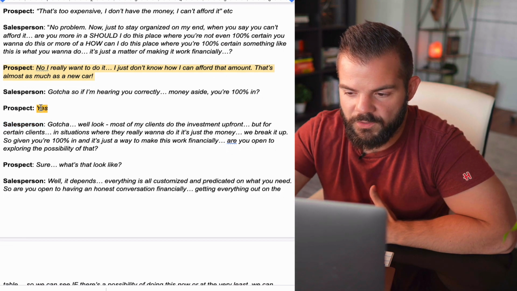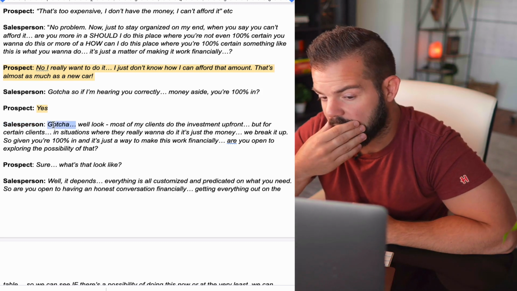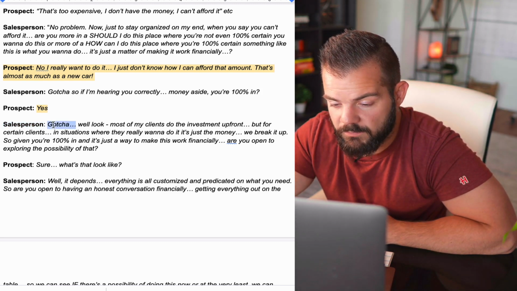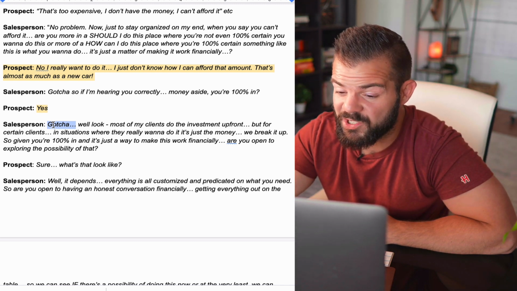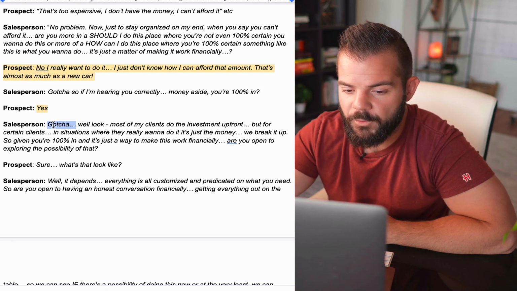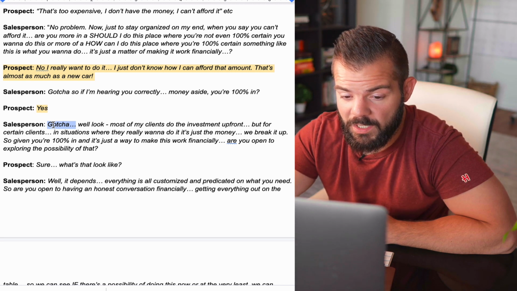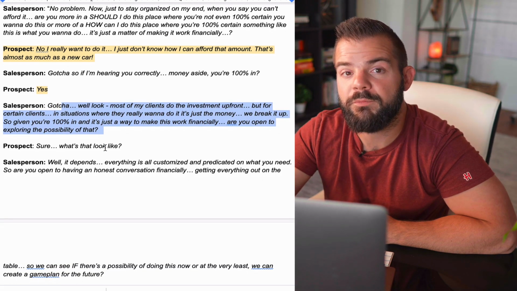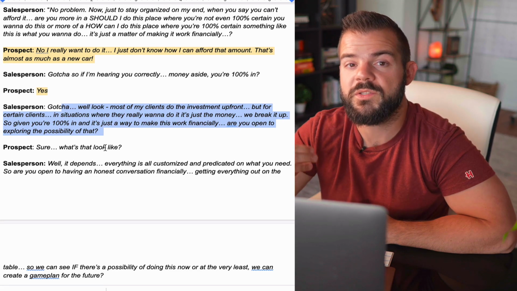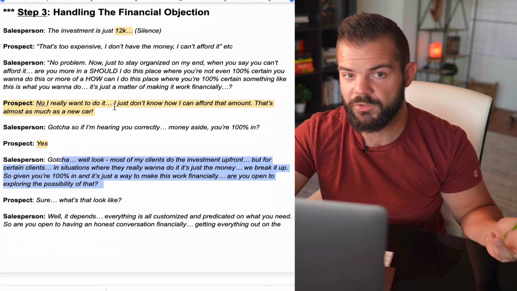So they say yes. So let's say you get the double tie down. Then salesperson says, "Gotcha. Well, look, most of my clients do the investment up front, but for certain clients in situations where they really want to do it, it's just the money, we break it up. So given you're 100% in, and it's really just a way we can make this work financially, are you open to exploring the possibility of that?" Right? So what we're doing right here is we're getting permission. Permission to go into payment plans. This is why we didn't give payment plans in the beginning, and you'll see why in a second, okay?